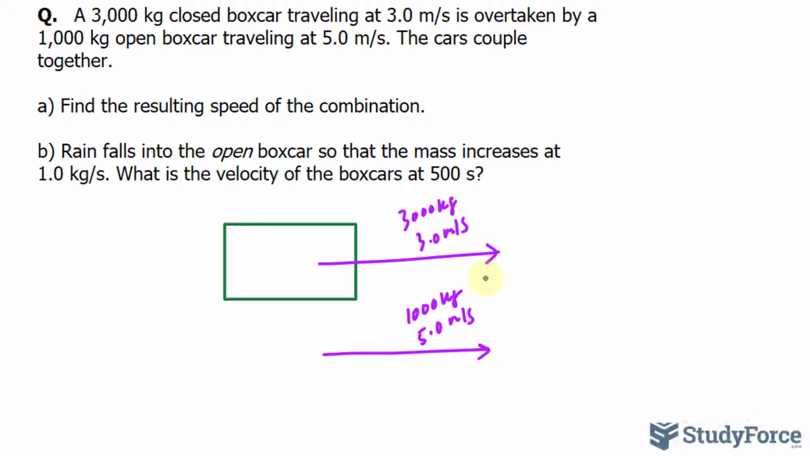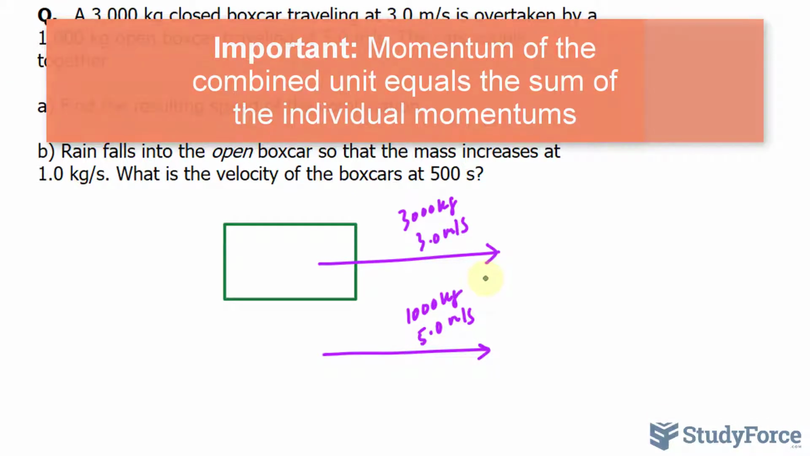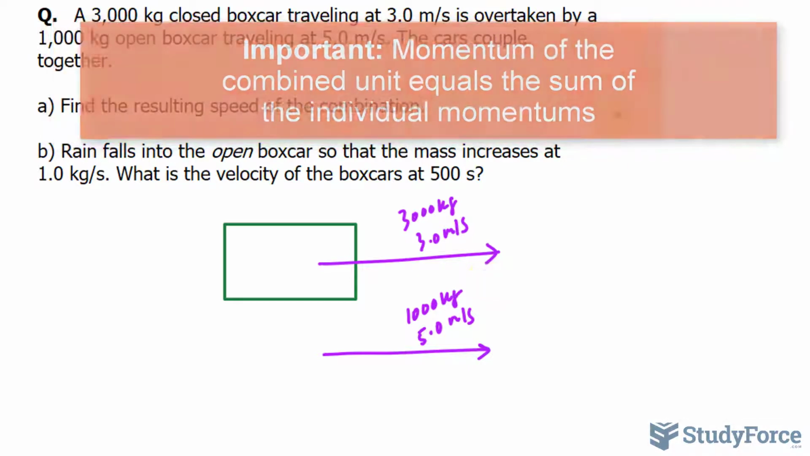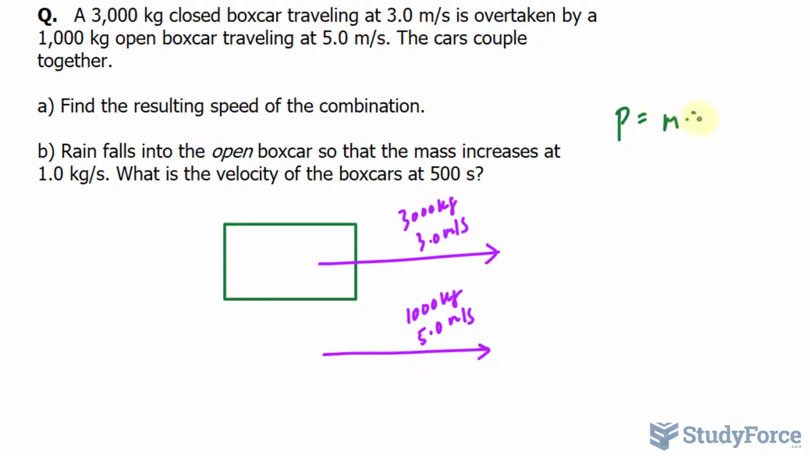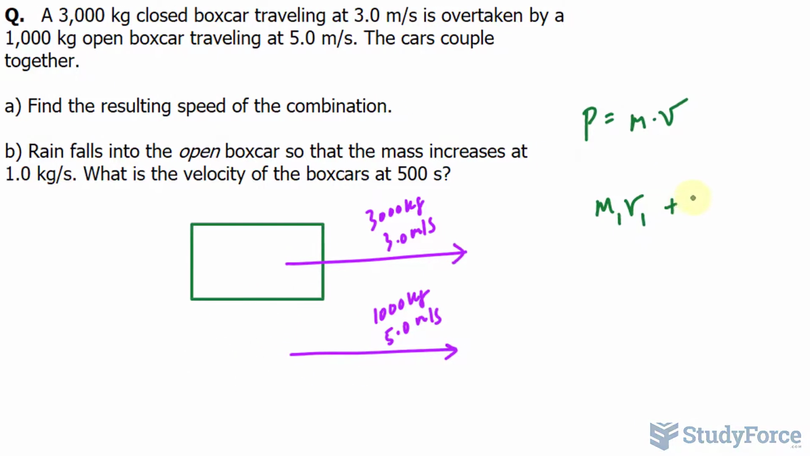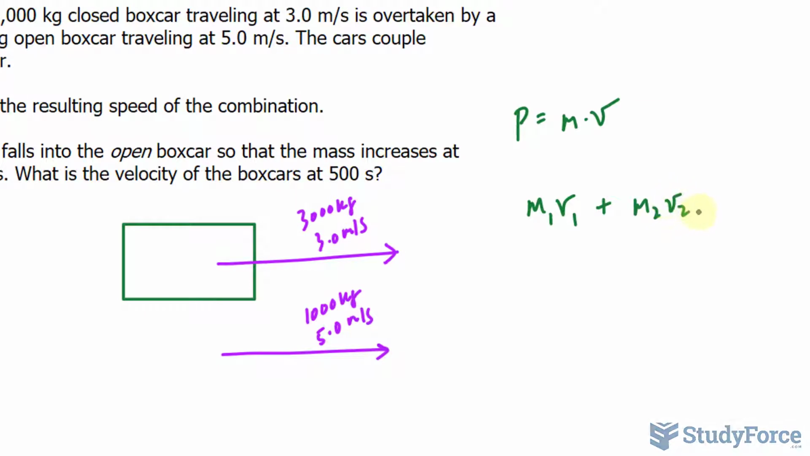And so the combined momentum of the two boxcars should equal the sum of the individual momentums. So if we represent momentum as P equals M times V, the momentum of this boxcar, I'll just write down M1 times V1, and the momentum of that boxcar, M2 times V2, should equal the momentum of the combined system. So I'll represent that as MC VC. I chose the subscript C to represent combined.